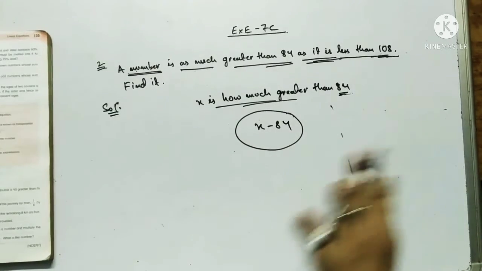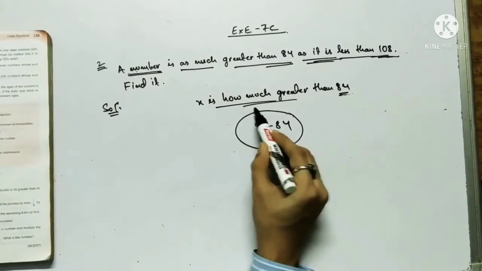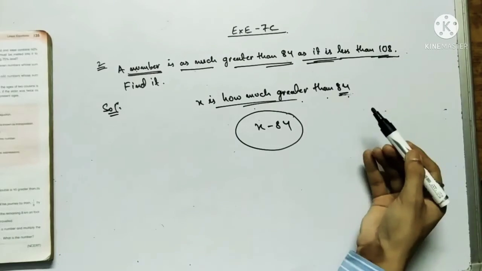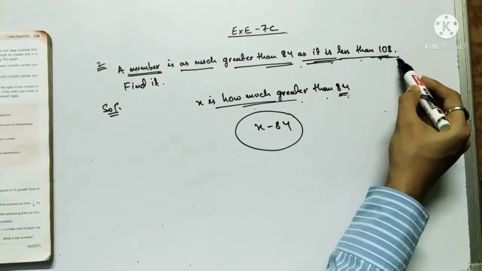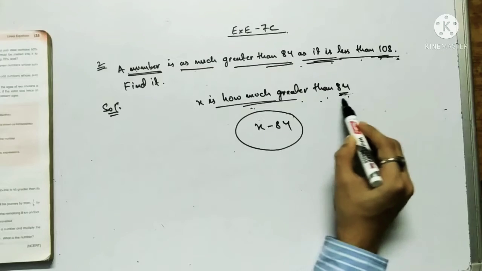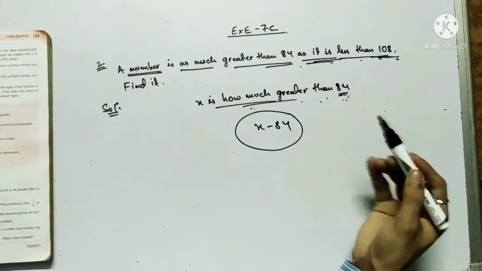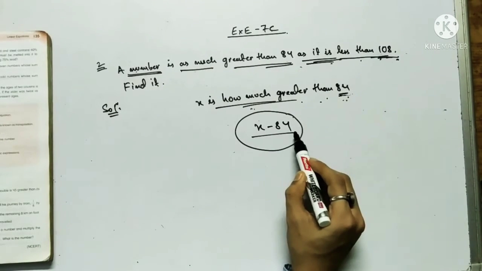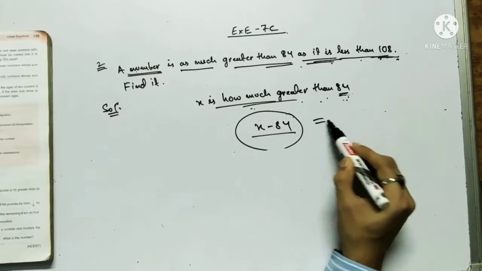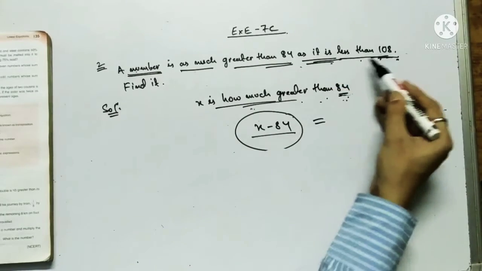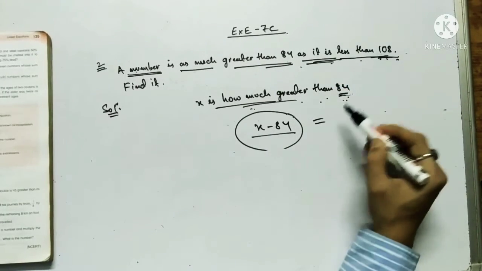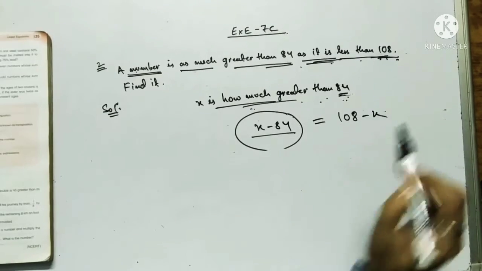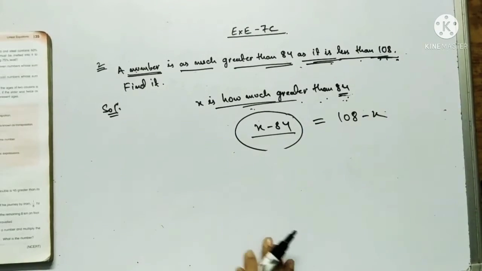Understand? So that one only in here saying that x is greater than 84. How much greater? As it is less than 108. So x is greater than 84. How much greater? To find it, I will do x minus 84. And this value is equal to what? As the number is less than 108. That means 108 minus x. That one only, equation 2.